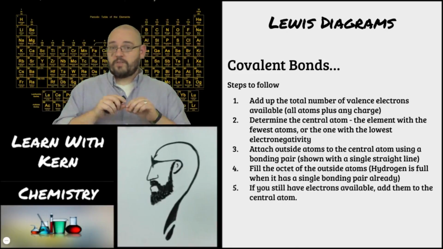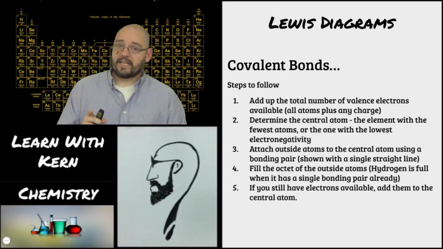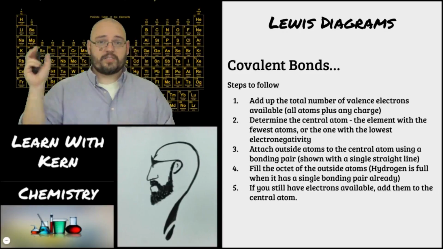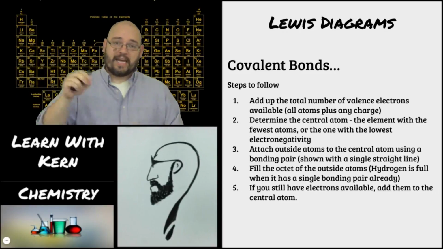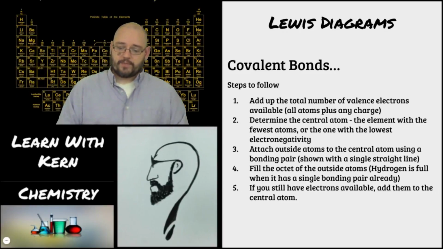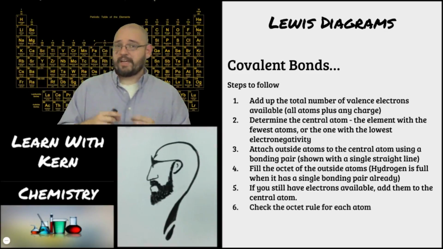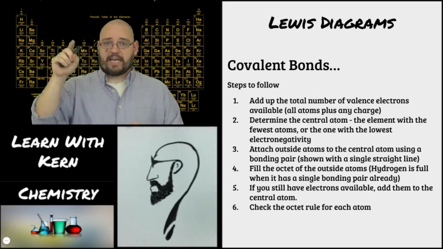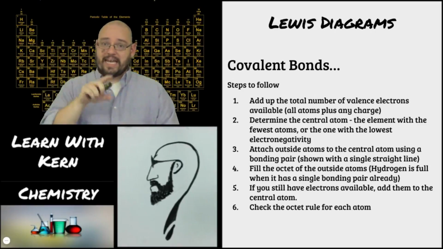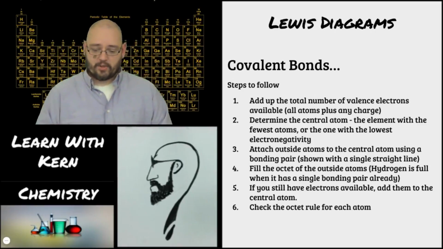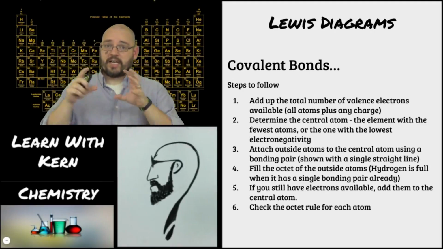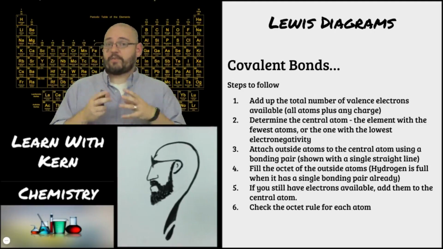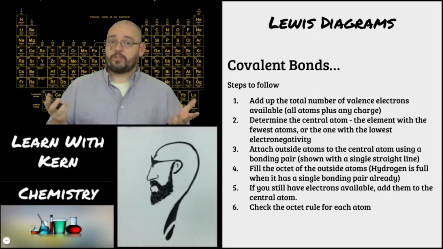Now, if you fill up the octet of all of the outside atoms and you still have electrons left to work with, you're going to add those to the central atom. And once you have done that, you check the octet for everything. You make sure all of the outside atoms have a stable octet and the central atom has to have a stable octet as well. So you check the octet rule. If everything fits the octet rule, you're done.